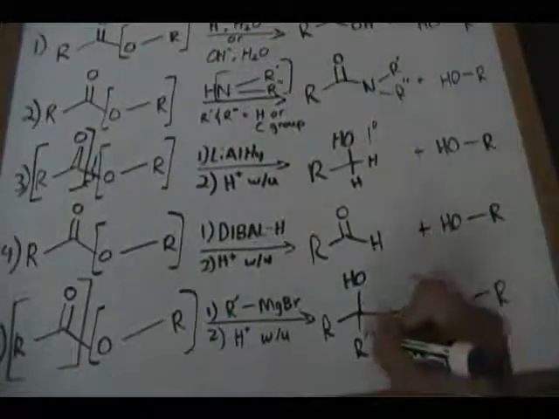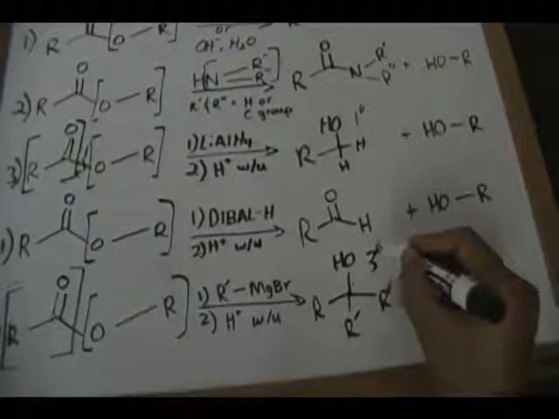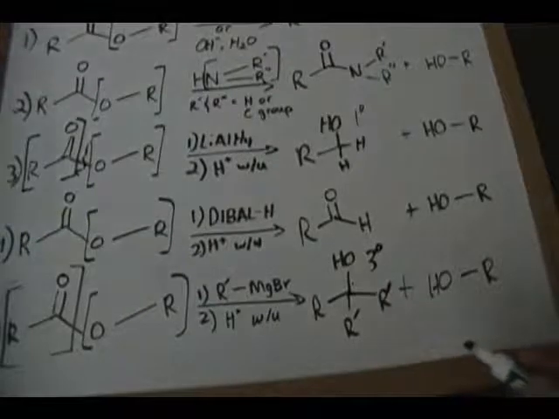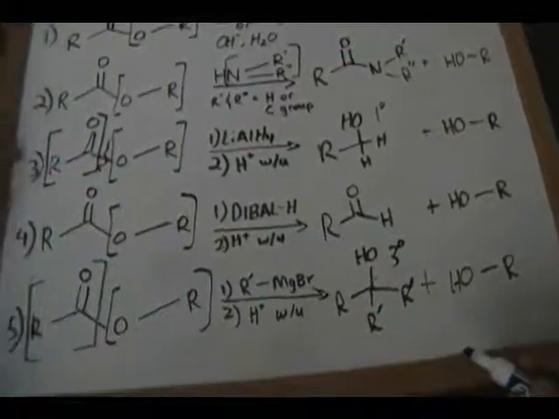So realize that you always form a tertiary alcohol in the case of reaction number 5, and you always form a primary alcohol in the case of reaction number 3. Okay, and that pretty much concludes my discussion on esters. So stay tuned to the second part where I do a bunch of examples.